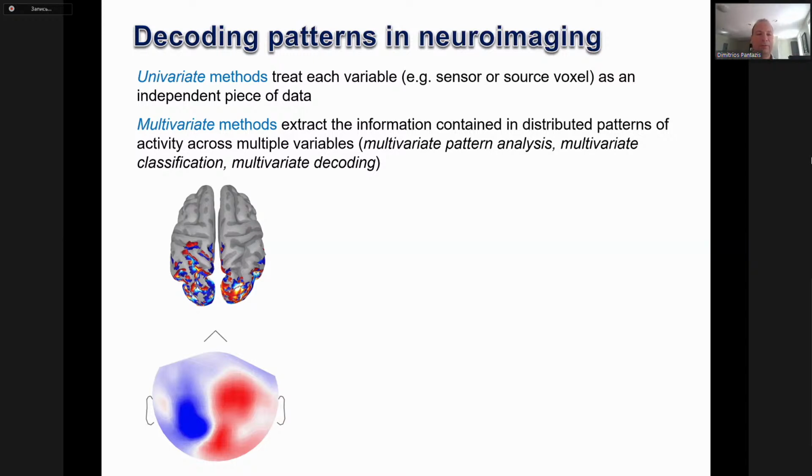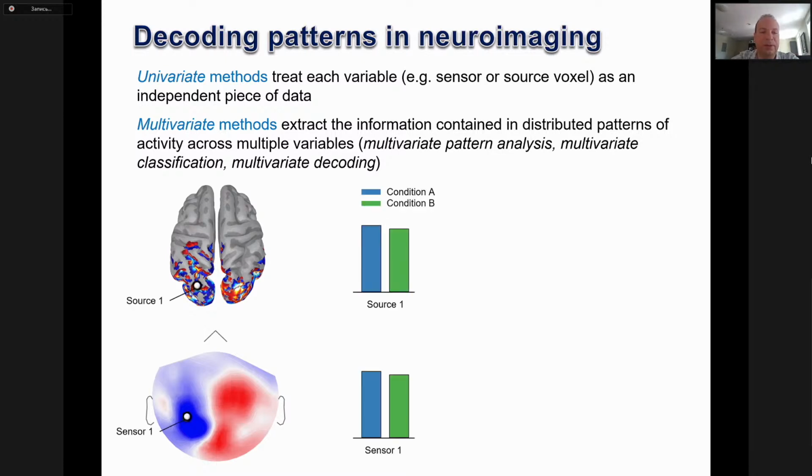However, a more powerful method of looking at the data is multivariate methods. And that's because information is contained not just in a single voxel or sensor, but in groups of variables. And this is why it is important to study these patterns. You may often hear this as multivariate pattern analysis or multivariate classification, multivariate decoding. These are not exactly the same, but for the context of this talk, it will be the same, though decoding is more specific than multivariate analysis, which can also have encoding techniques.